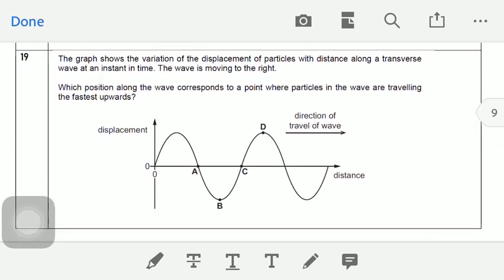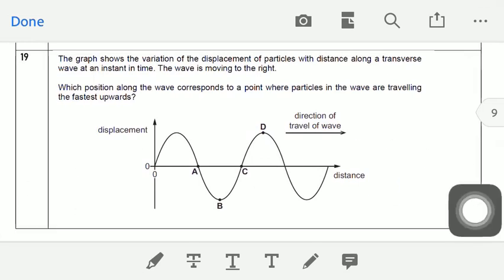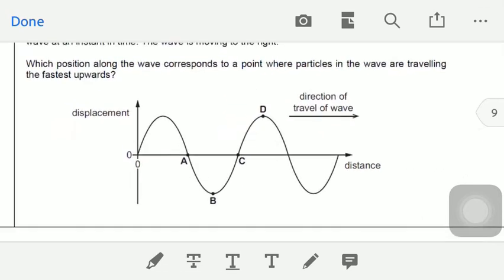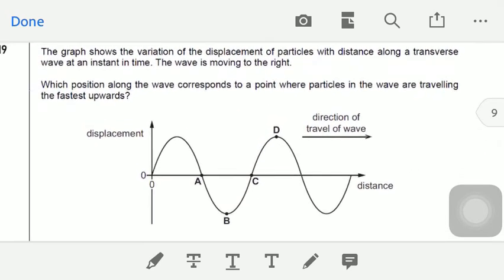Okay, question number 19. The graph shows the variation of the displacement of particles. If you haven't read the question, please pause the video and go and read the question.